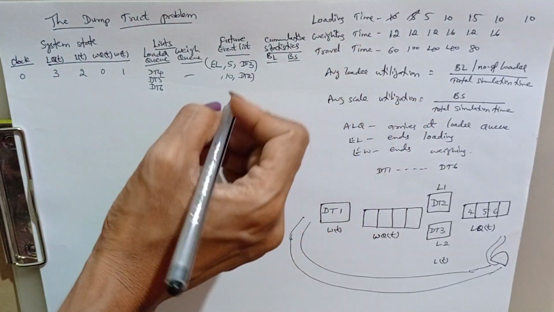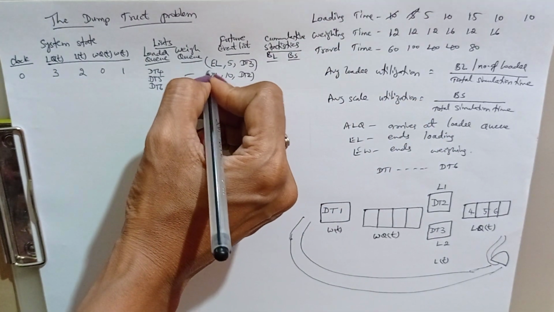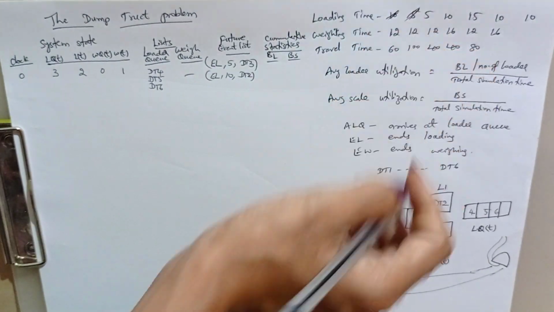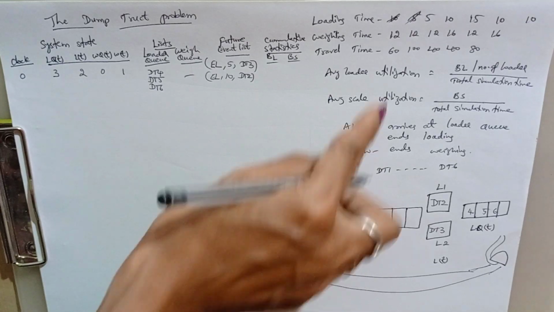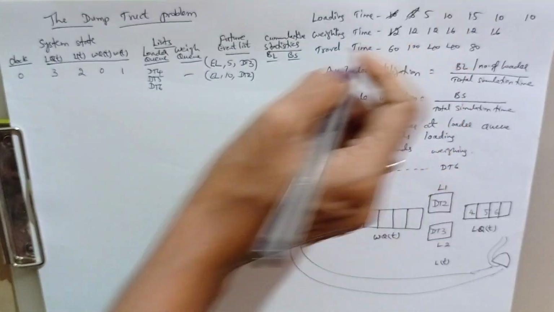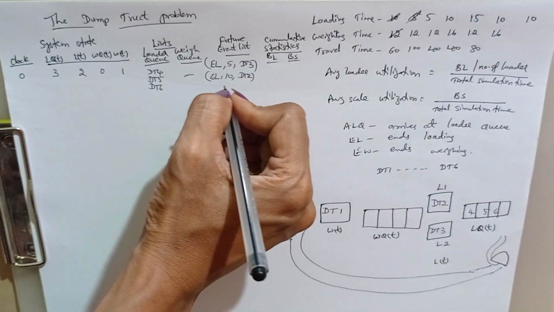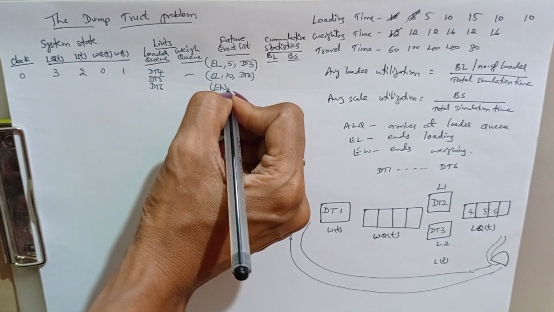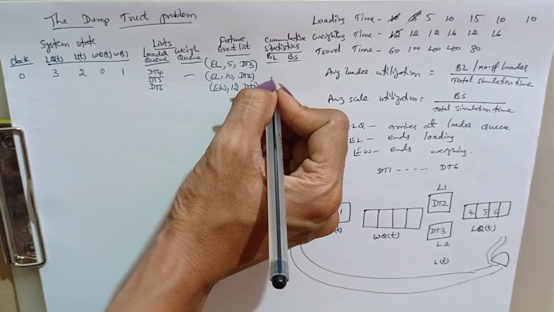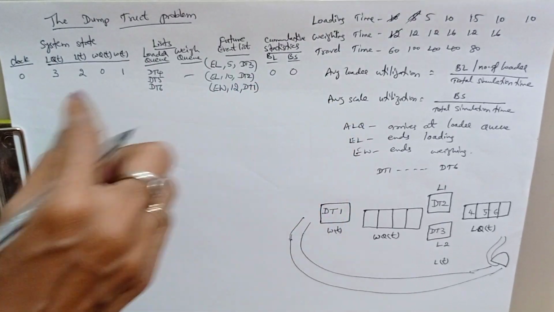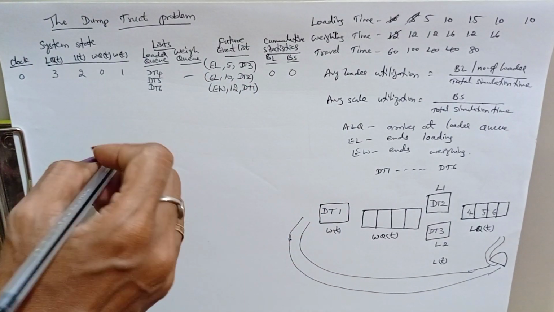0 plus 10, 10. Ends loading. Okay, next, coming to weighing. Truck 1, what is the weighing time? It is 12 and current time is 0. So, ends weighing at 12, 0 plus 12, 12. That is truck 1. Now, it is initially clock time 0, no statistics.